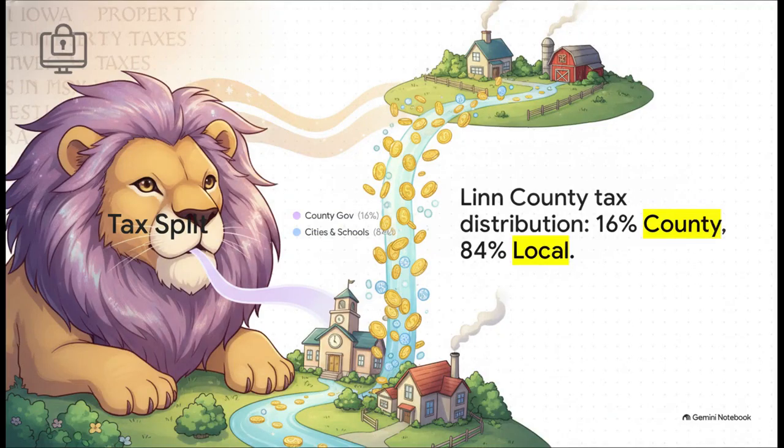To put this into perspective, let's look at Linn County as a quick example. You might assume the county government takes the lion's share, right? Well, actually, a surprisingly small 16% funds county operations. A massive 84% goes directly to your local cities, your school districts, and other taxing bodies. Even if you live in a rural area where the county share is slightly more, maybe around a third, the vast majority of your payment is still being pushed outward to keep your local day-to-day services running smoothly.